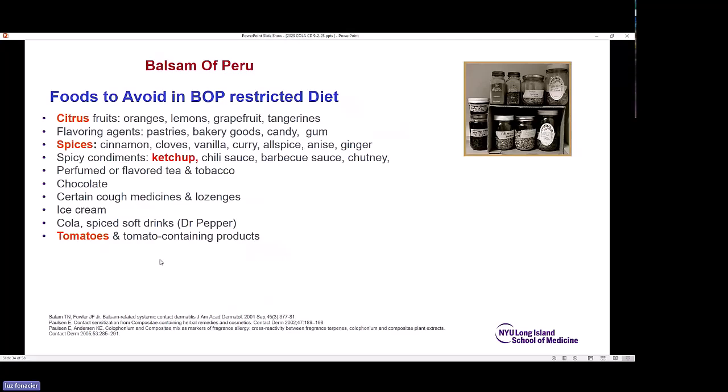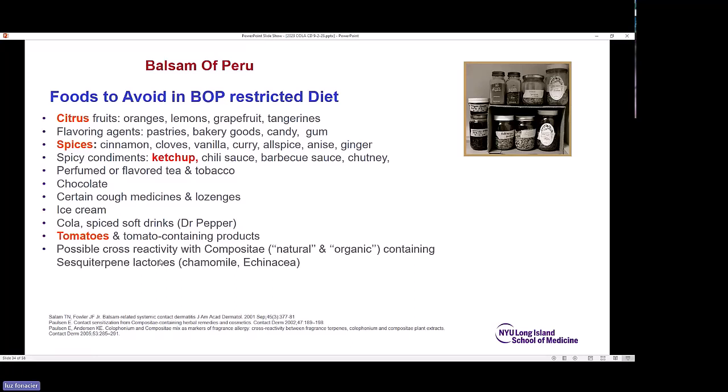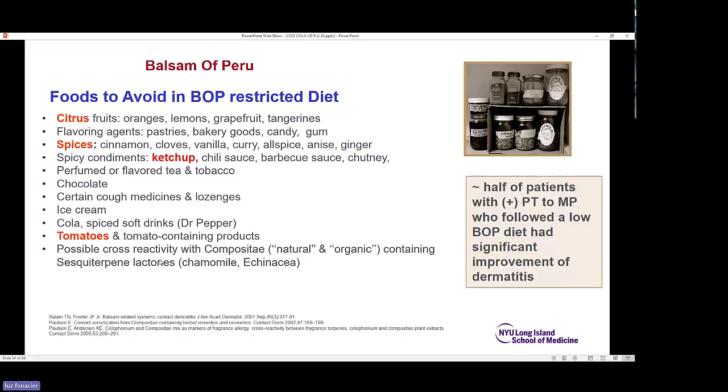Kids, tomatoes contain some balsam of Peru or fragrance, actually cinnamic aldehyde, and spices as well. So there is some cross-reactivity in your natural or organic containing products such as chamomile or echinacea. So again, something to consider telling the patients to avoid if they have systemic contact dermatitis to balsam of Peru. Note, let me not give you the false idea that everybody who has a balsam of Peru positive patch test is put on a balsam of Peru diet.